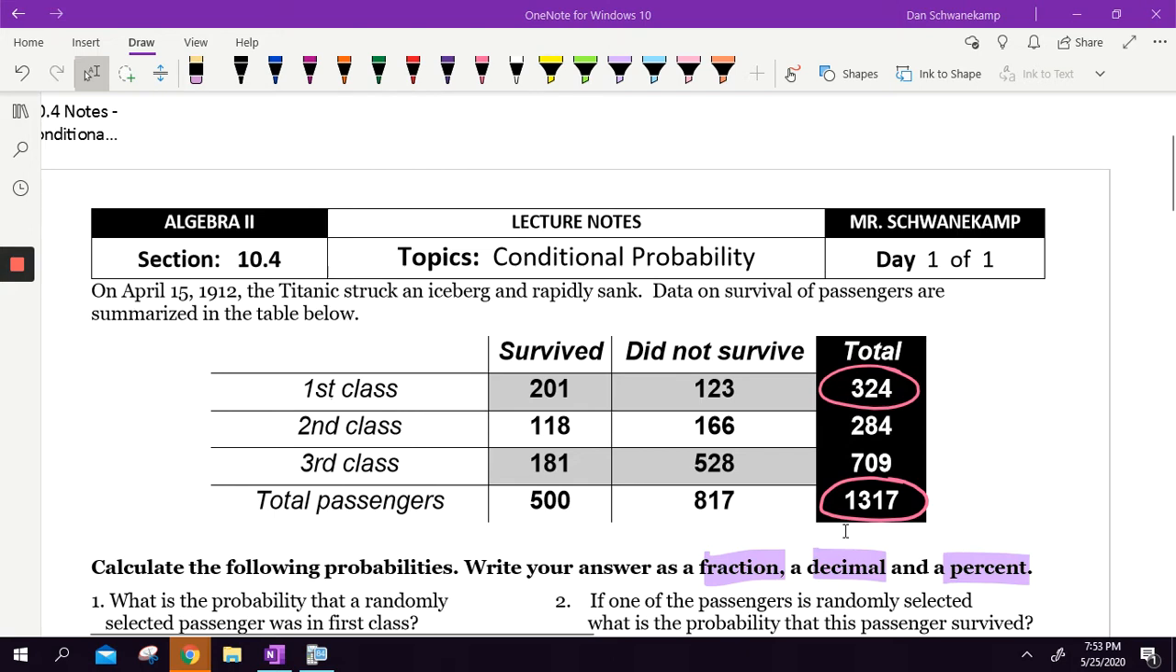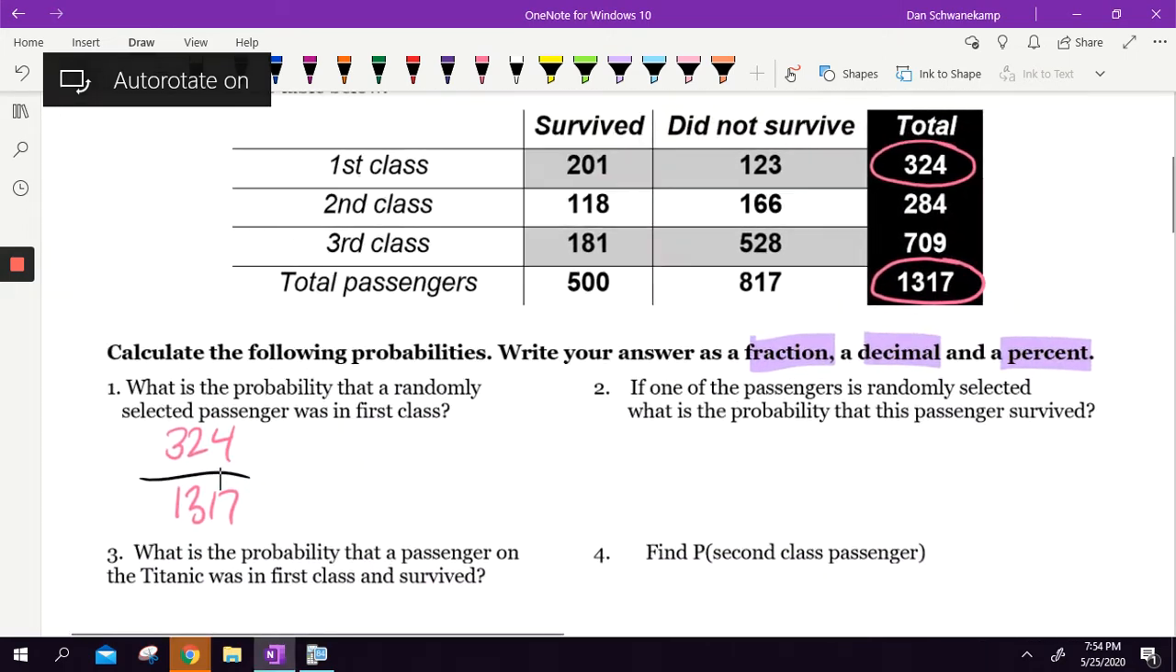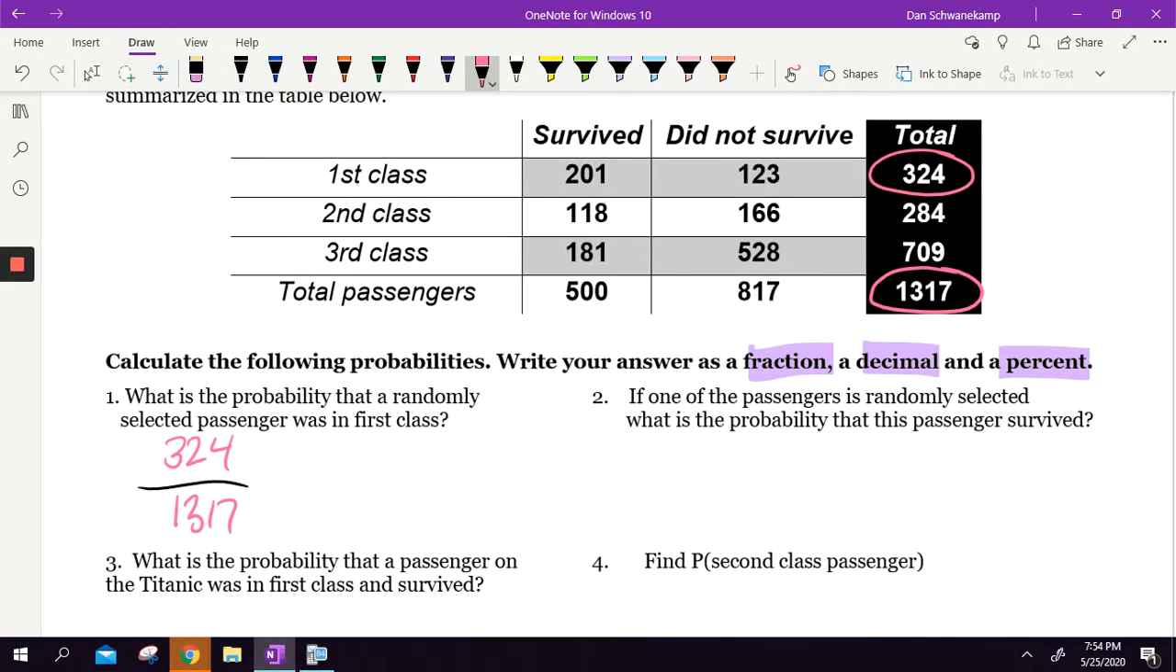They gave me a table here describing what went on the Titanic. So you've got a row for first class, second class, and third class passengers. And we have whether they survived or not. And using that information, we're going to answer some questions about it using probability. We are doing all three: fraction, decimal, and percent.